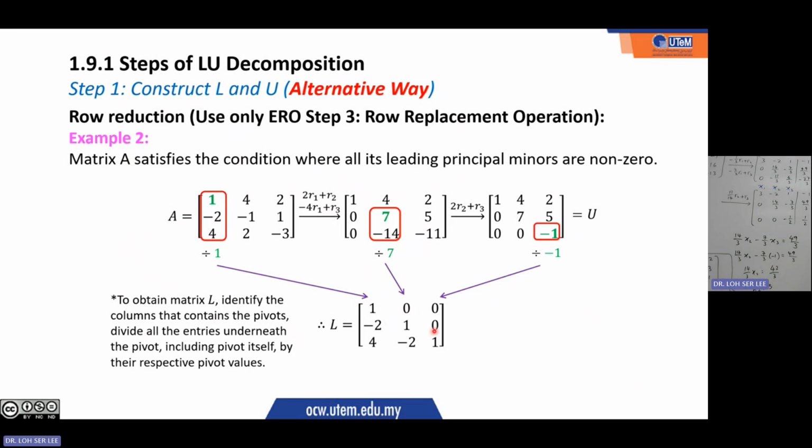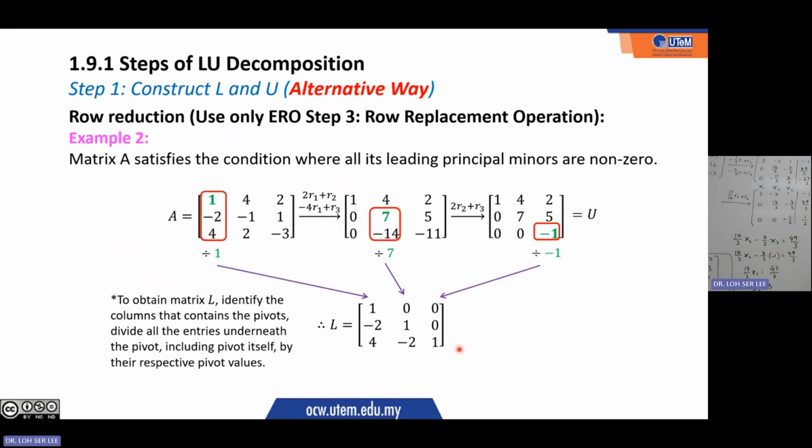Why are all these 0? Because this is a lower triangular matrix. In a lower triangular matrix, the upper part must be all zeros. And the diagonal entries are all 1. Okay, any questions?